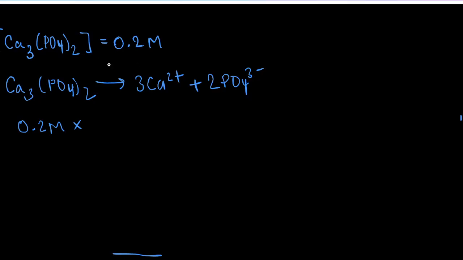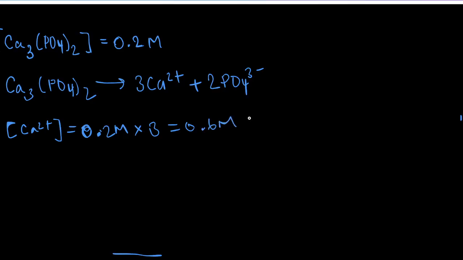So we have a 0.2 molar solution, and we see that for every mole of our calcium phosphate, we will get 3 moles of calcium ions. So here, we can say our concentration of calcium ions is 0.2 molar times 3, or 0.6 molar.